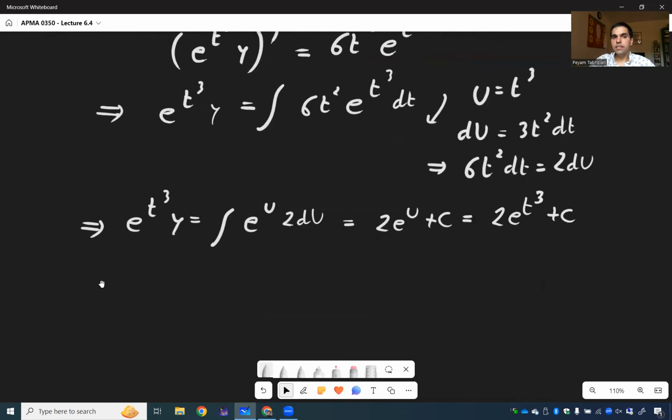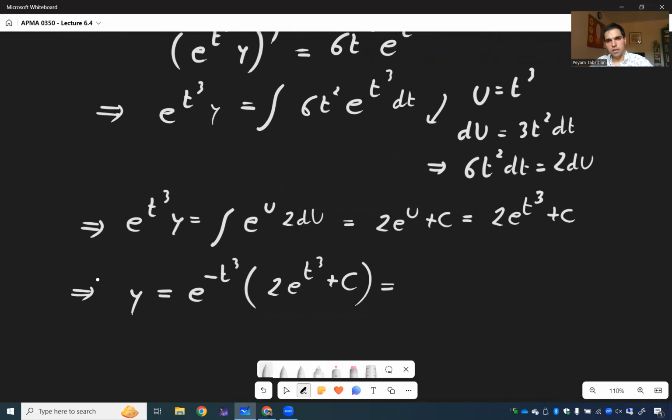And then last but not least, dividing by e to the t cubed, you get y is e to the minus t cubed times 2e to the t cubed plus c. That becomes y is 2 plus c e to the minus t cubed. That's all she wrote.